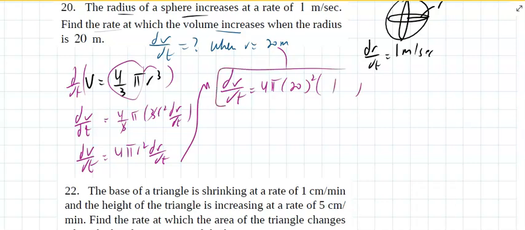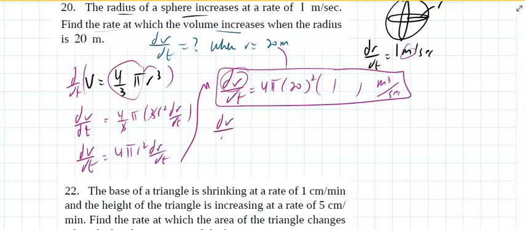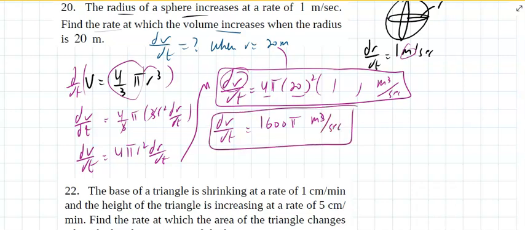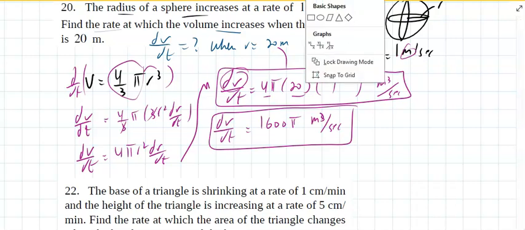You could leave the answer like that. The units are, for volume, cubic units per second, for dV/dt if you really wish. That's 400. 400 times 4 is 1600 pi cubic meters per second. You could plug that in a calculator, give me that. I really could care less. If you get this far, me and you are very happy.